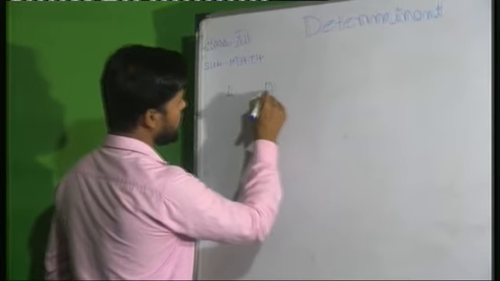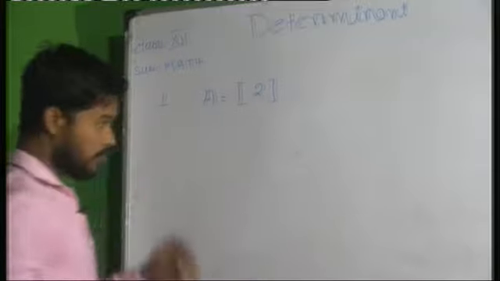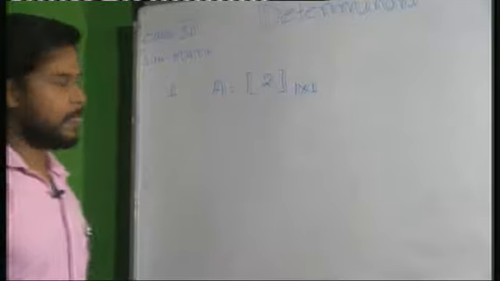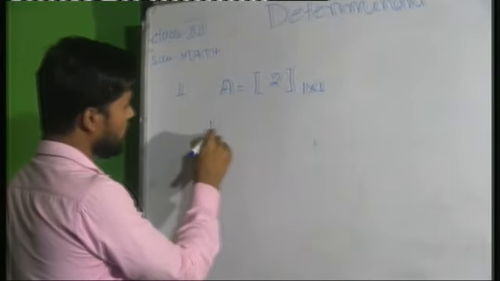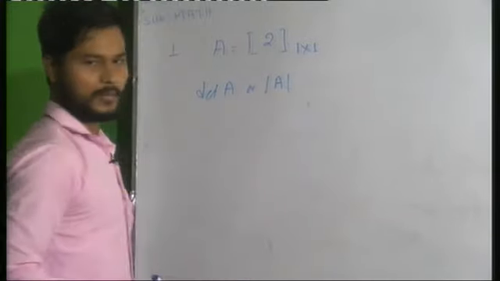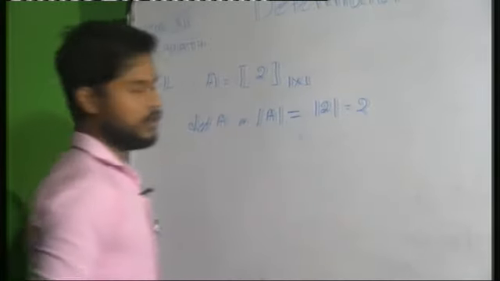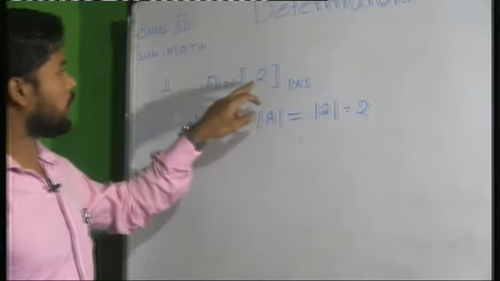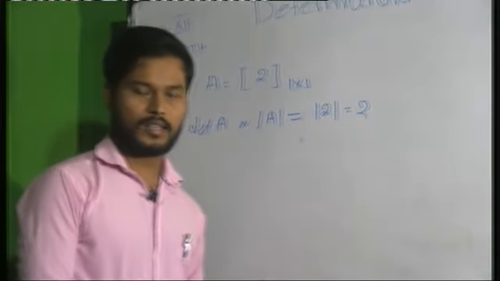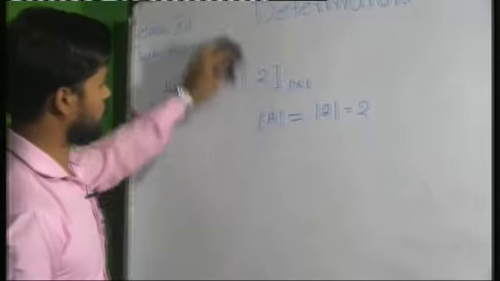So let us consider a matrix of order 1 cross 1, suppose 2. Obviously this is a matrix of order 1 by 1. Now determinant of A is denoted by either det A or by this symbol, and determinant of A will be determinant of 2, and that is equal to 2. So for a determinant of order 1, the value of the determinant is equal to that number.